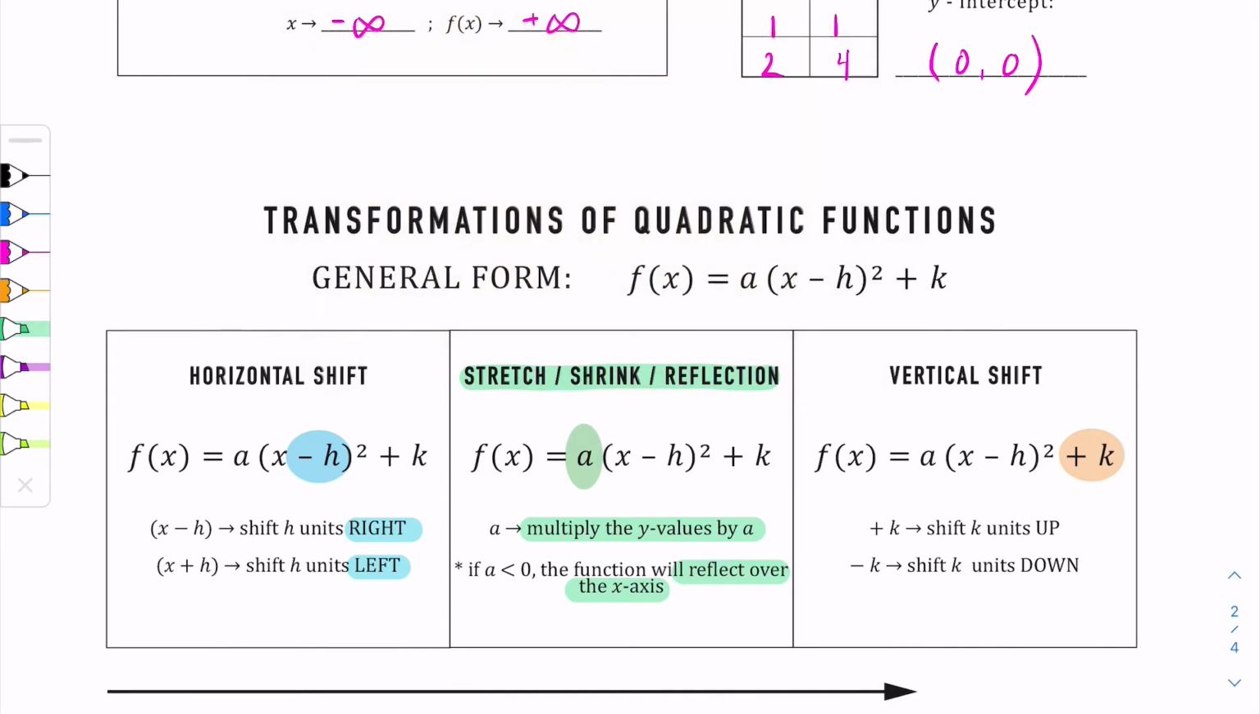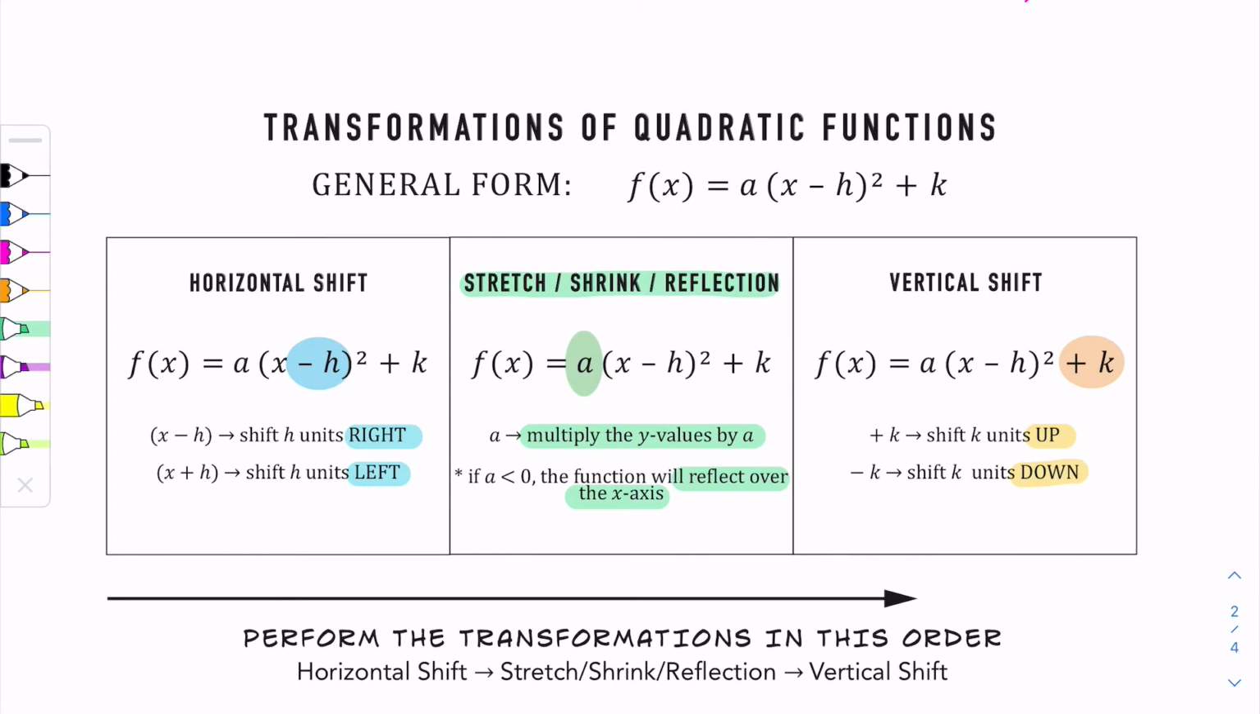Lastly, your k value. If k is positive, the graph shifts up. If k is negative, the graph shifts down. You always perform the transformations in this order. So you start with your horizontal shift, then you do your stretch, shrink, or reflection, and then you do your vertical shift. So in this order, starting on the left side: horizontal, stretch, shrink, reflection, and then vertical shift.